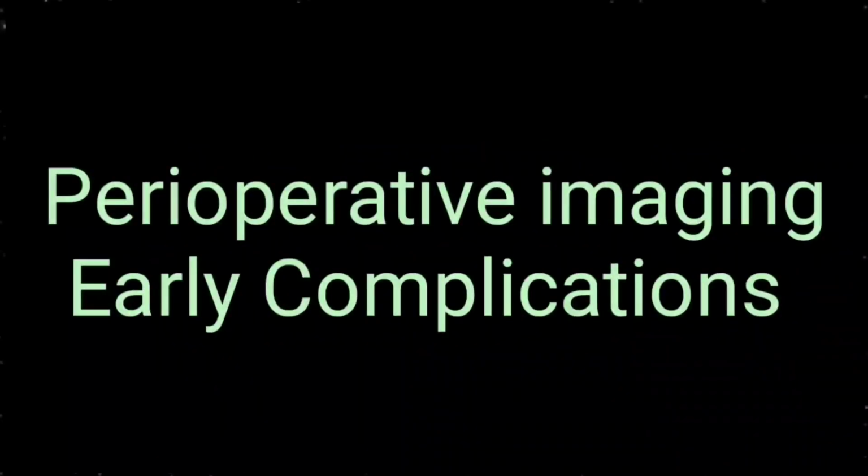Perioperative imaging is used to detect early complications like hemorrhage, hematoma formation, and abscess formation, or sometimes there may be an anatomic breakdown. It also allows image guided drainage and aspiration. You can correct these abnormalities by image guided drainage and aspiration.